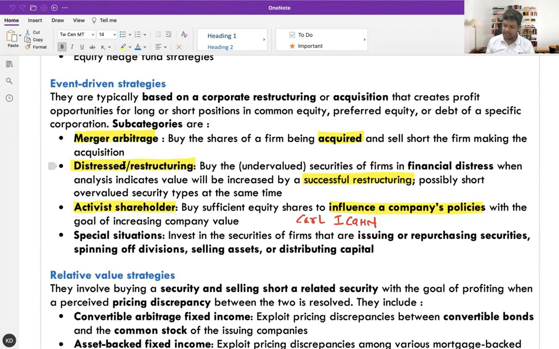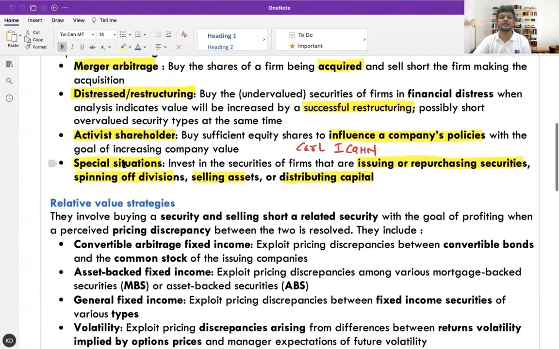Then there are special situation funds. What do these special situation funds do? The special situation funds invest in securities of companies that they feel are going to issue or repurchase securities, spin off, pay dividends, sell assets or distribute capital. So these are the funds which are waiting for the company to do some big strategic decisions. And based on that, they will invest before that. They analyze the events and they put in the money before that. Clear? Those are event-driven hedge funds, correct?